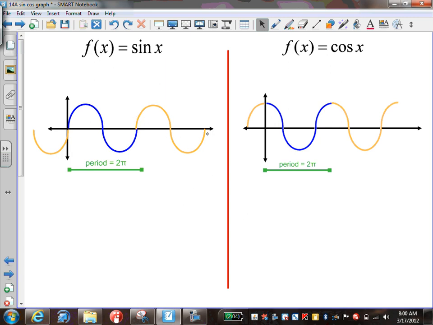I used a different color here, but notice the yellow curve here is the same as the blue curve, and it goes on and on and on. Okay, so our standard graph for just the function y equals sine of x or cosine of x is you start at 0 and you rotate 2 pi and you end up where you start again.